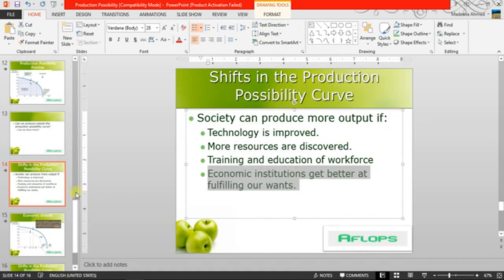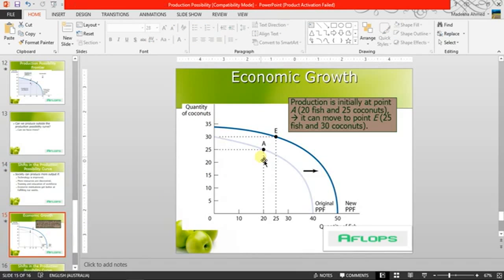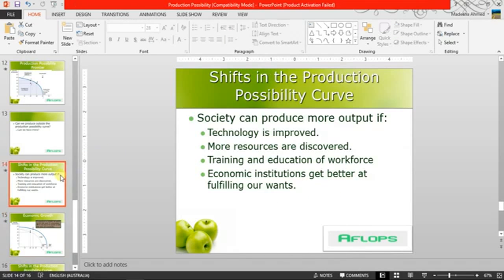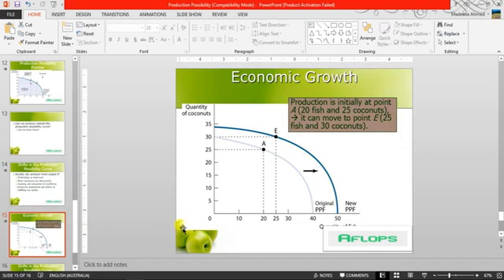Now, what happens when you move outside the production possibility curve? Let us say that previously an economy was existing at point A, and then it moves on to point E by attaining each or any of these 4 points. What would happen? The organization would now be able to produce 30 units of coconut and 25 units of fish. Previously, it was producing 25 units of coconut and 20 units of fish, and its accumulated production was 45. Why? 20 plus 25 is 45.